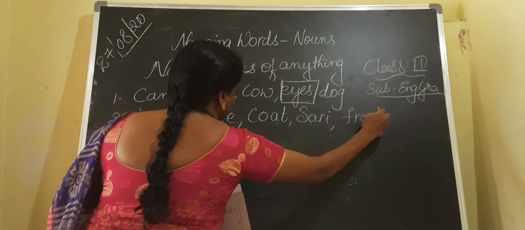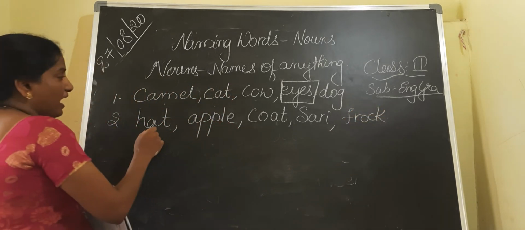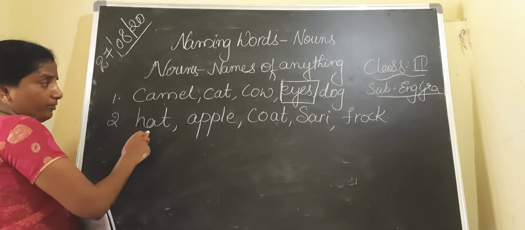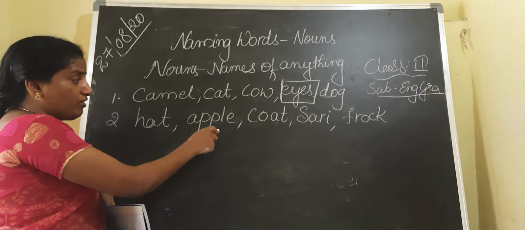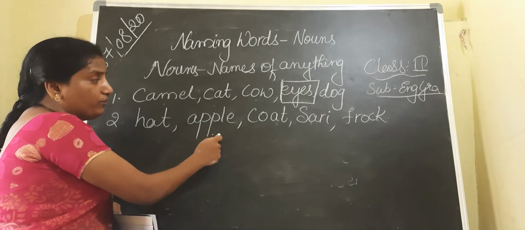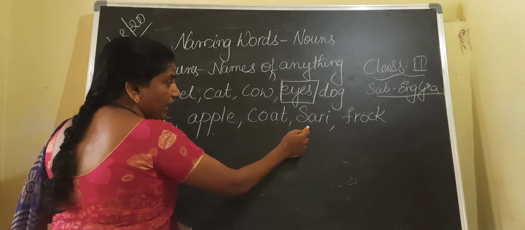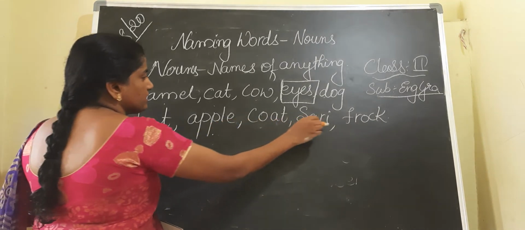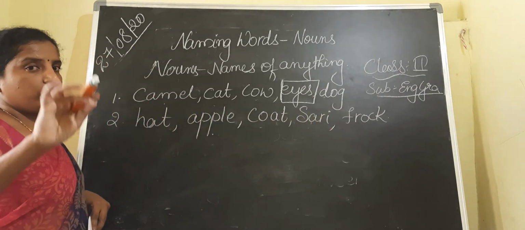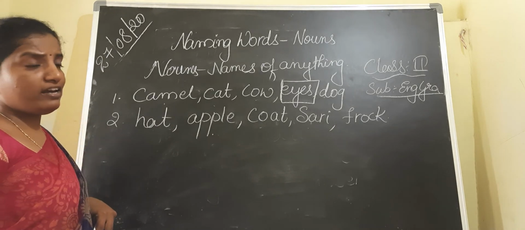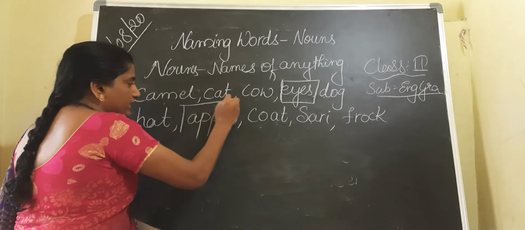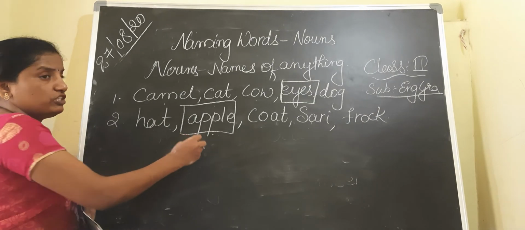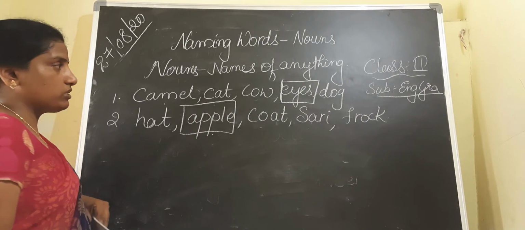Now if you see, what are these? Hat, we wear it. Apple we do not wear, we eat. It is the name of a fruit. Coat we wear, saree, frock also clothes. So all the things given here are clothes, things which we wear, but only the apple is the thing which we eat. So this is the strange one. Apple is the strange one.